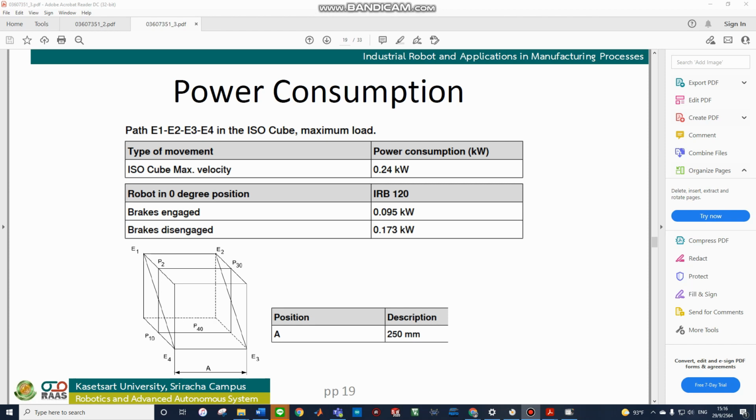That disintegrate is the 0.173 kilowatt. Option A is okay.